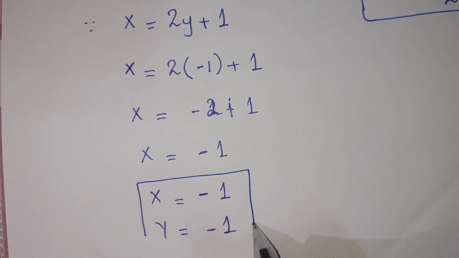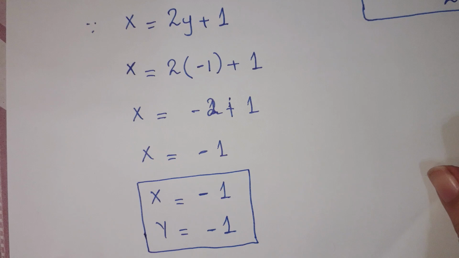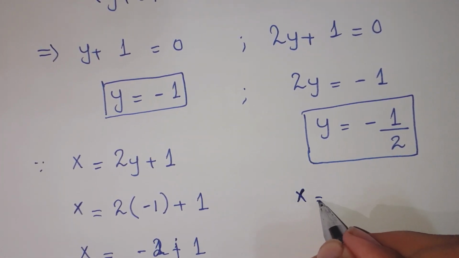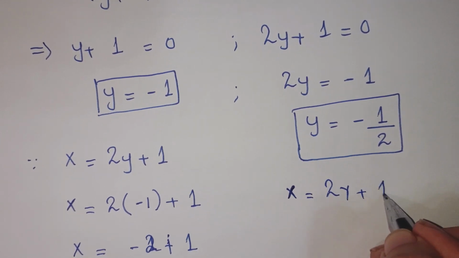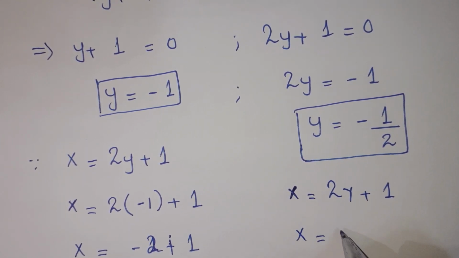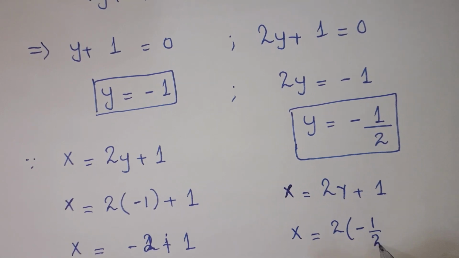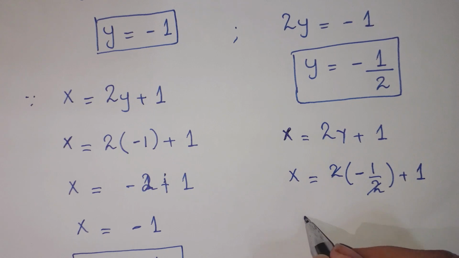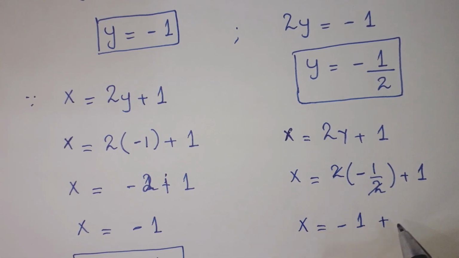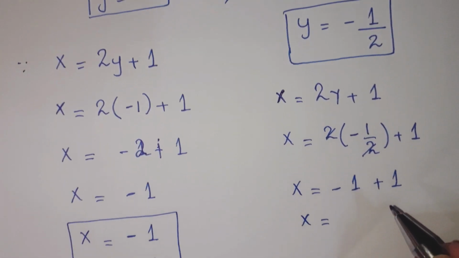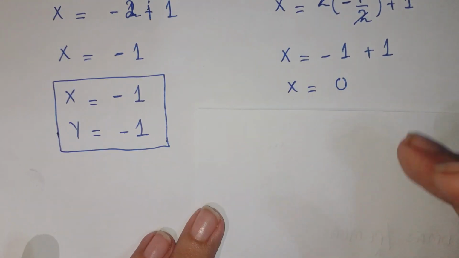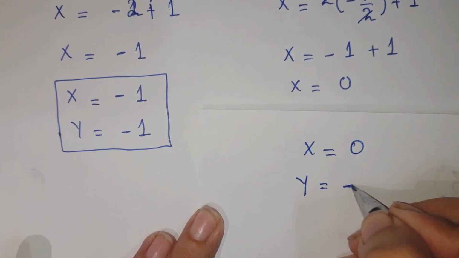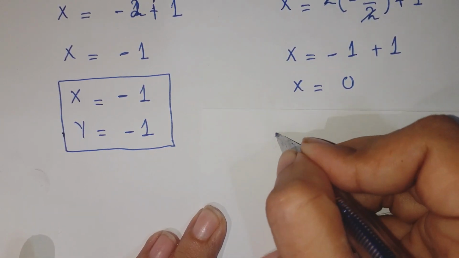Now let's work on the second value, that is y is equal to minus half. Since we have x is equal to 2y plus 1, just putting the value of y here, you get x is equal to minus 1 plus 1 and x is equal to 0. So the other solution is x is equal to 0 and y is equal to minus 1 upon 2.